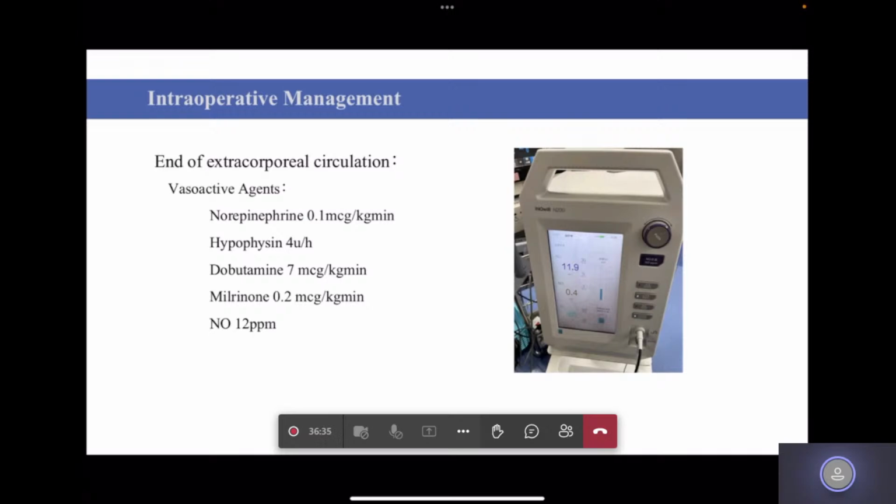In this case, we chose norepinephrine and vasopressin to maintain the systemic vascular resistance. We also chose dobutamine and milrinone to enhance the right heart function. And we also used inhaled nitric oxide to reduce pulmonary hypertension.